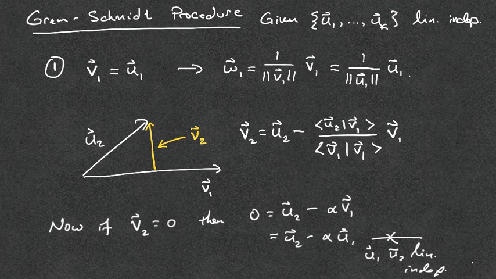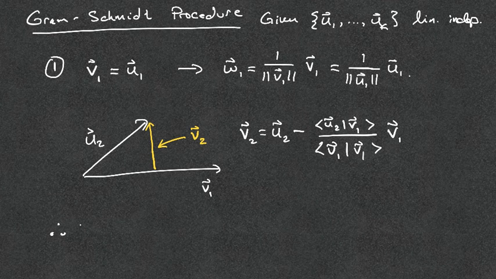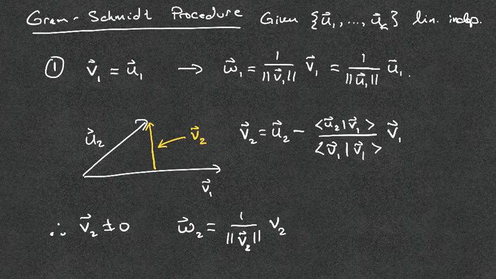And so we can conclude that v2 is not going to be 0. And so what that lets us do then is to normalize v2, so we can take our w2 to just be the unit vector in the direction of our v sub 2.